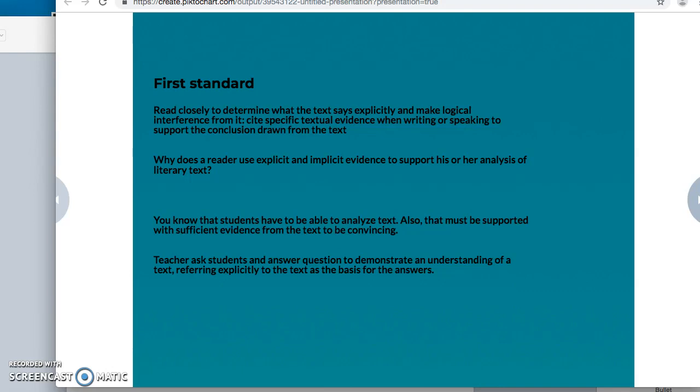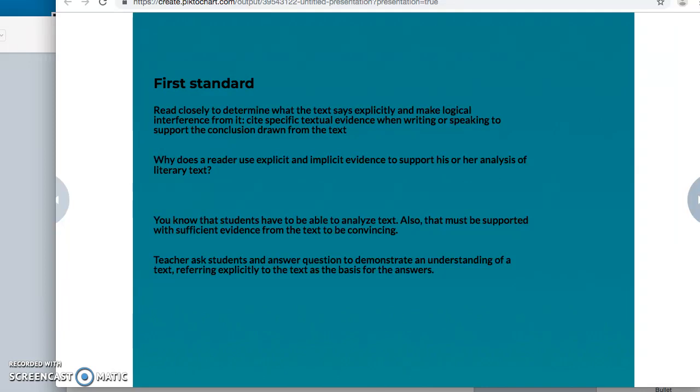The first standard is: read closely to determine what the text says explicitly and make logical inferences from it. Cite specific textual evidence when writing or speaking to support the conclusions drawn from the text. So the question will be, why does a reader use explicit and implicit evidence to support his or her analysis of ideas from the text? The answer is that students must be able to analyze the text and understand the supporting evidence and ideas that should be convincing to the reader.